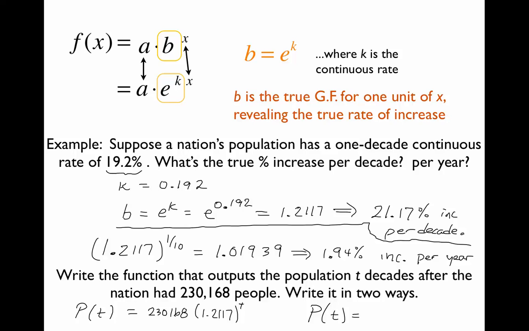So now we've got another way to write it that we just learned today. What's another way we can write this? Ashley? 230,168 times e to the 0.192 power t.